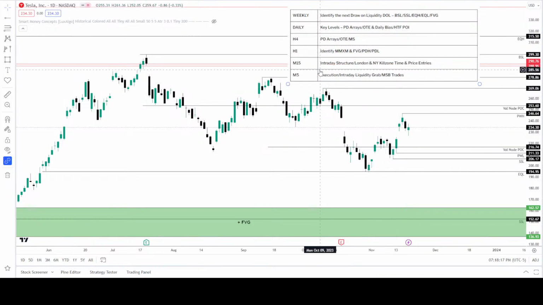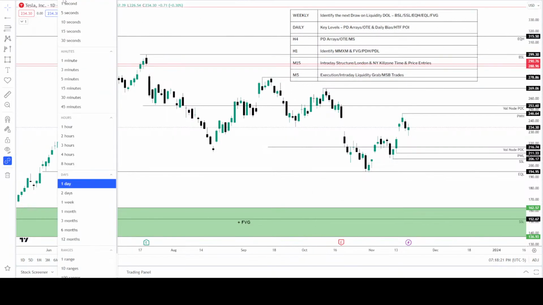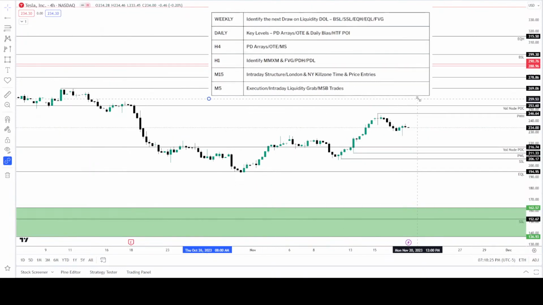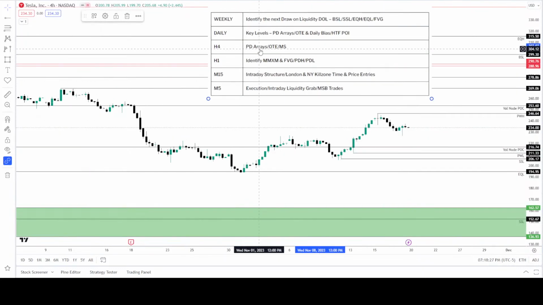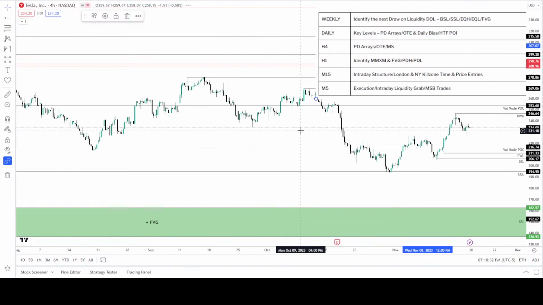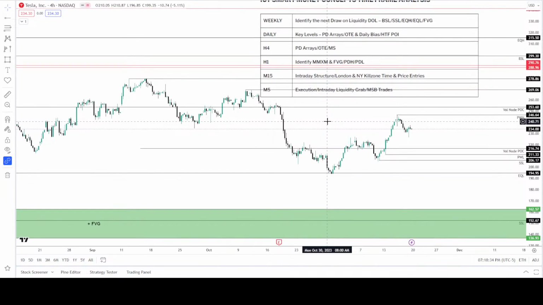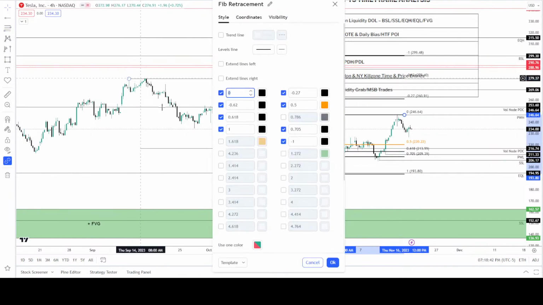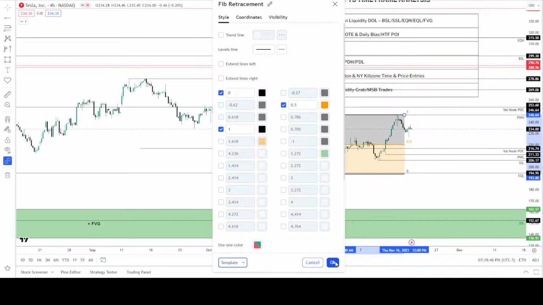So when we drop down to the 4-hour chart, on the 4-hour chart, we're looking for again, premium discount arrays, optimal trade entries, and market structure or market shifts. Okay, so what we're looking at on the premium discount arrays is, let's grab our premium discount again. Using our fib tool, you can set the premium discount range.